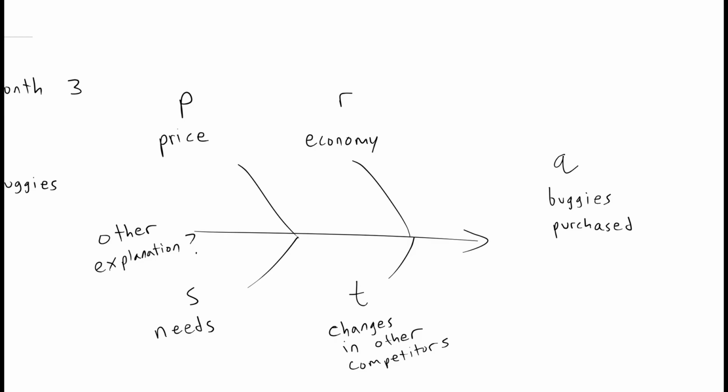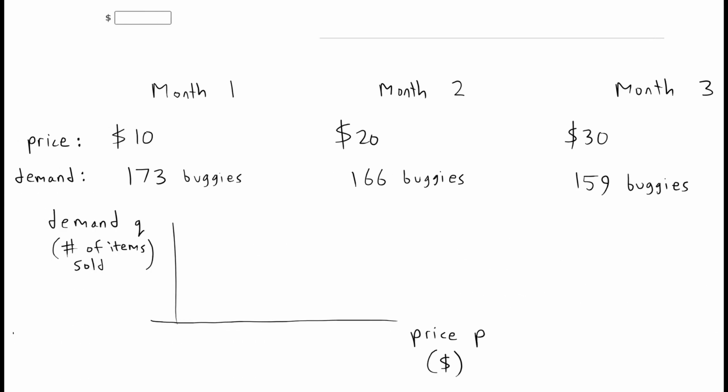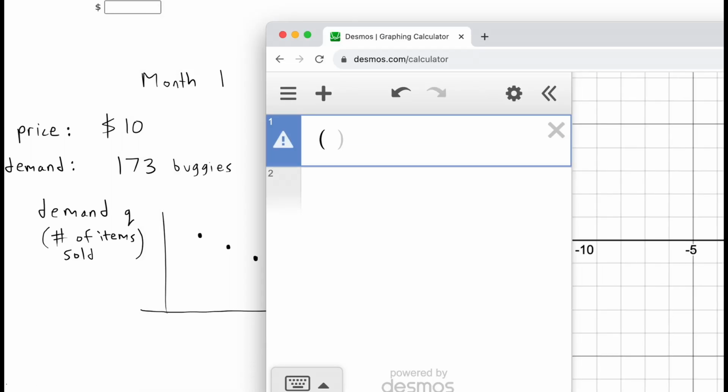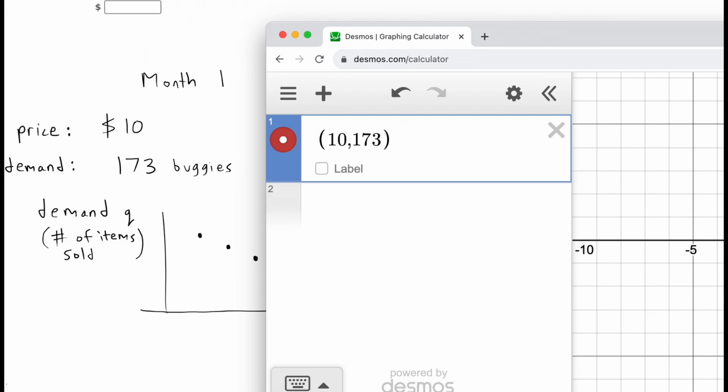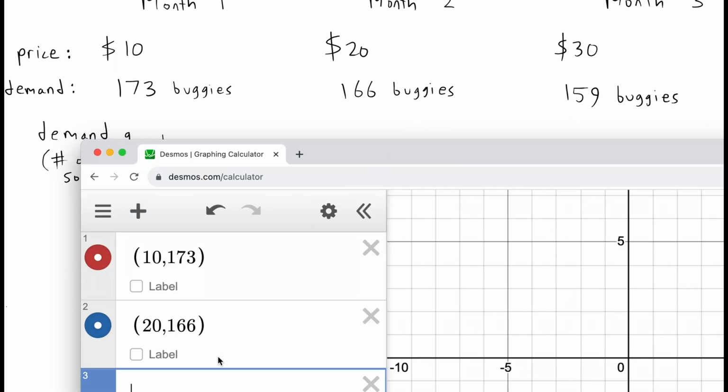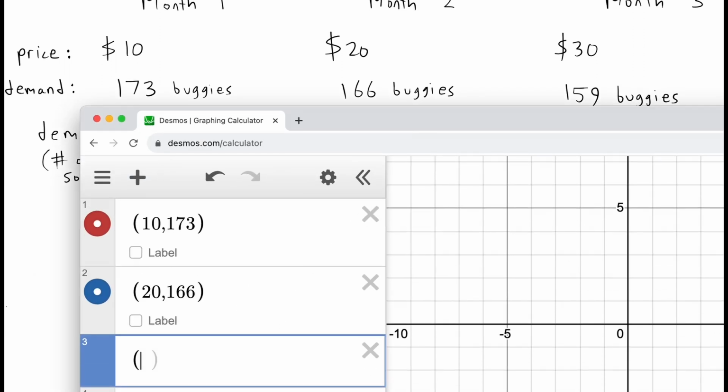However, it could have value. So what they can do is plot these points. There's going to be 3 points here that we can plot. Let's see if we can do it in Desmos. We want price as our horizontal, demand as our vertical. So one possible pair would be 10 with 173, and we can have 20 with 166, and 30 with 159.